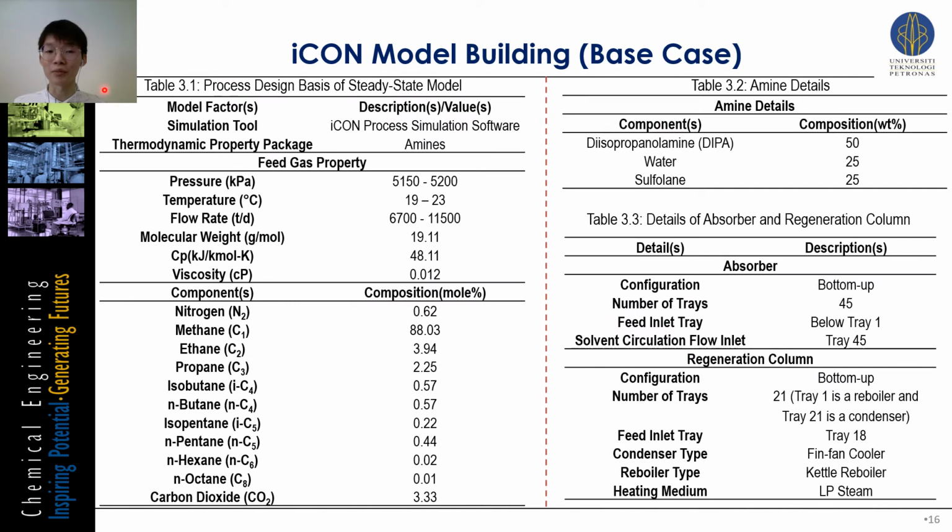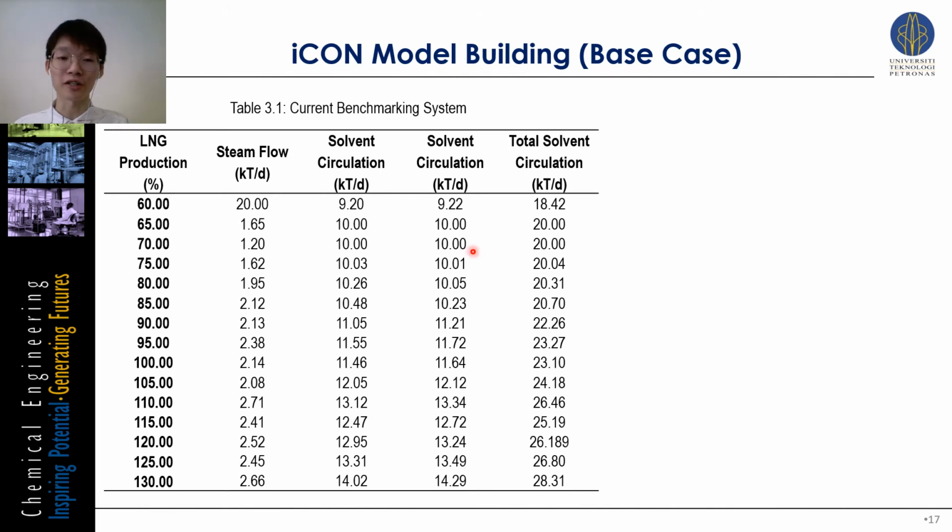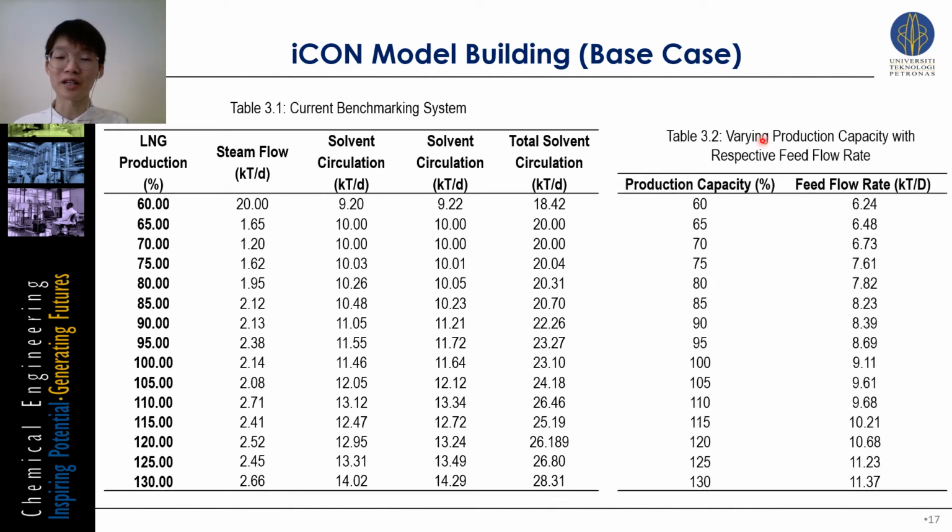So to build my model, here are the data that I've used. This is the process design basis for the statistic model. Here is my amine details and the details for the absorber, and lastly the details for the regeneration column. Next, I have the current benchmarking system from company A, and these are the data that I've used to build my Icon model base case.